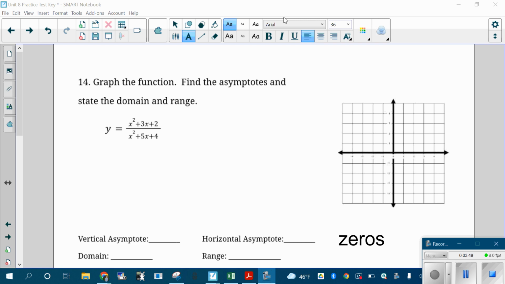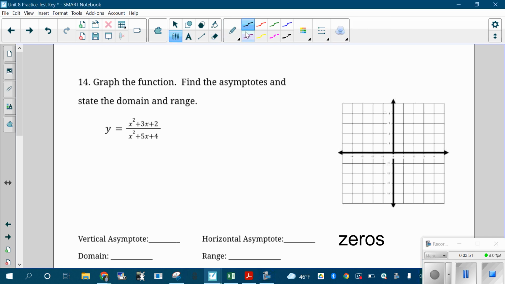Let's start with the horizontal asymptote. For these ones, you have to think about the degree of the numerator compared to the degree of the denominator. So this one is second degree over second degree. It's even heavy. So for the horizontal asymptote, I look at the ratio of the leading coefficients. What numbers do I have out front? I have a 1 out front there and a 1 out front there. What's 1 divided by 1? It's 1. So my horizontal asymptote's at y equals 1.